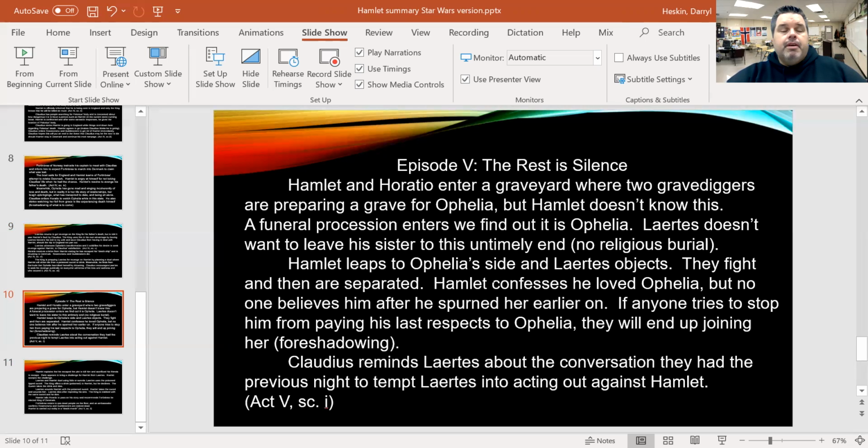Of the events that led him back to Denmark. But in the meantime, he comes across these grave diggers and has a little conversation. The grave diggers were debating whether or not Ophelia should be receiving the type of burial that she's receiving, due to the circumstances that led to her tragic death. And so we have a little conversation with the grave diggers.